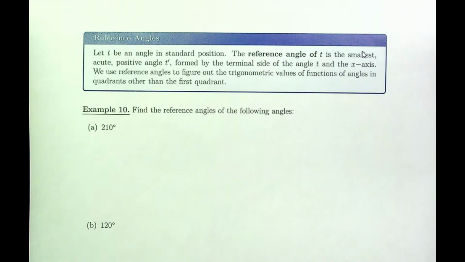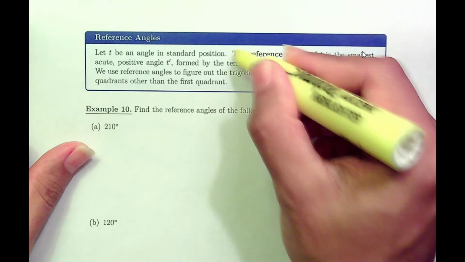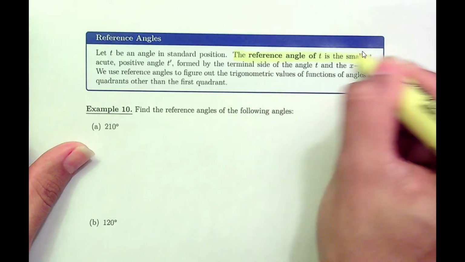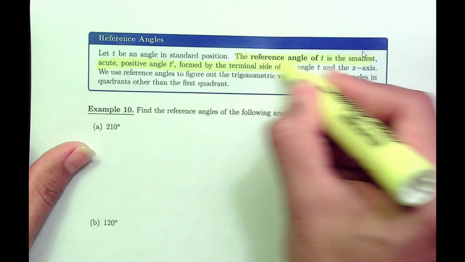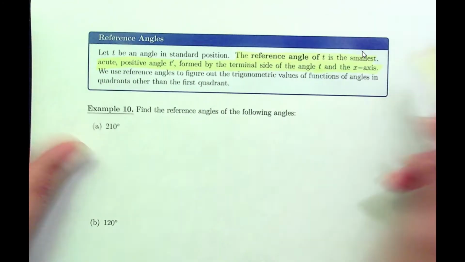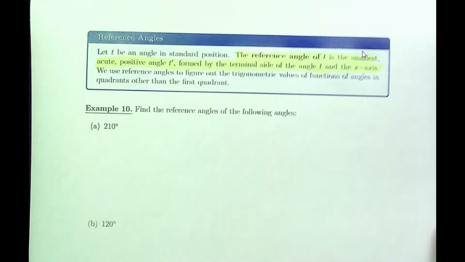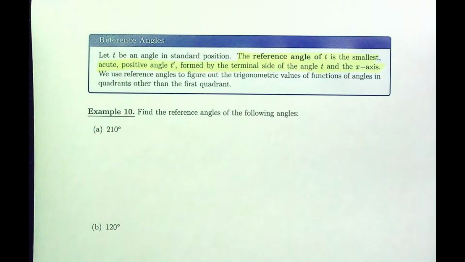Let's talk about reference angles. Okay, so what are reference angles? If you have an angle drawn in standard position, then you can associate to that angle its reference angle. And the reference angle of that angle is the smallest acute positive angle formed by the terminal side of the original angle and the x-axis. And this is best understood with a picture.